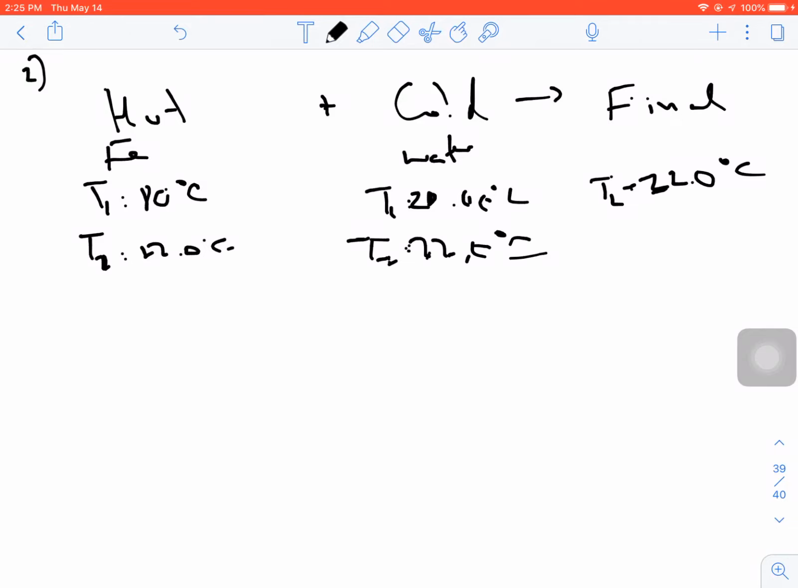It'd be impossible for you to read my writing. Okay, so let me try my other stylus here. Okay, so I now know T1 and T2. I know the mass of cold water. Mass of cold water was 100 milliliters, which means 100 grams.